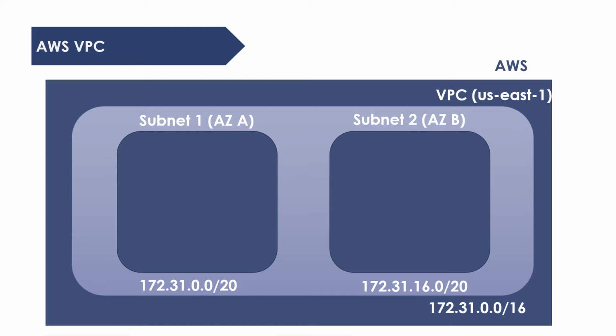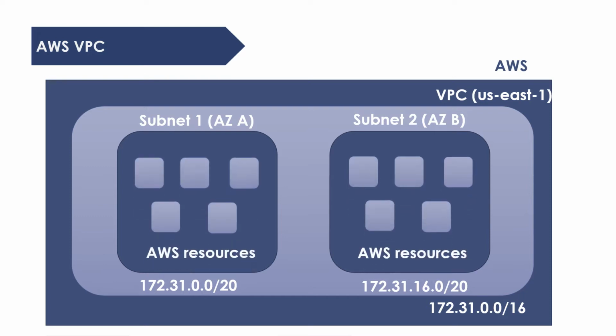However, a single subnet should stay within an availability zone and it cannot span across multiple availability zones. So subnet 1 here should only be in availability zone A and it can't span across availability zone B. After creating subnets, you can launch all your AWS resources within them like EC2 instances, load balancers, databases, and more.